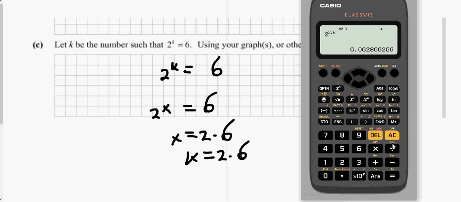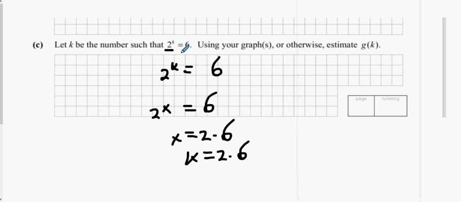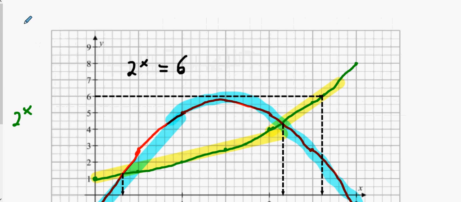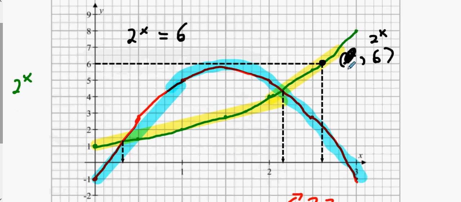Sure. How did you get 2.6? See the way it's 2 to the power k, and it says use your graph. I was going, okay, which graph did I do 2 to the power of anything? That must mean it's the green line, because that's where it drew 2 to the power of x. And it wants the output to be 6. So at this point here is where the y value is 6, and 6 is 2 to the power of x. You go, what x value caused that to happen? I went down, the x value that caused that to happen was 2.6. So I realized k was 2.6.